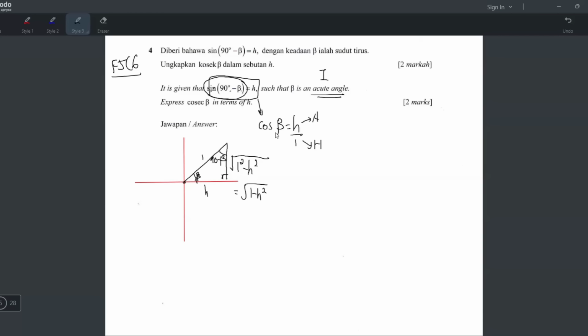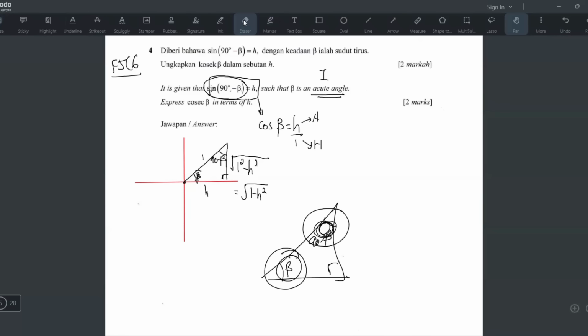That's why sin 90 minus beta can change to cos beta. Because in a right angle triangle, if I want sin of this angle, it will be the same as cos of this other angle, which is 90 minus beta here, because this is 90 already. So sin of this one equals cos of this one. If you don't believe me, try to label this. Sin 90 minus beta equals h, you see, opposite is small h, hypotenuse is 1. It's the same as cos beta.